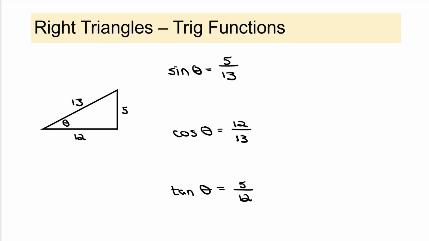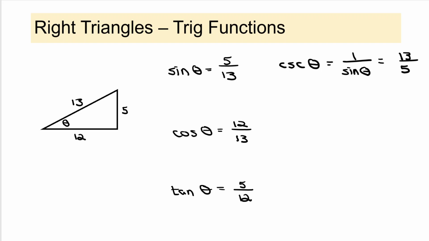So here's a summary of what we just did for our triangle that had sides 5, 12, and 13. Now we want to figure out the cosecant of theta, and the other three trig functions. Remember, cosecant is the reciprocal of sine. The sine of theta is 5 over 13, so its reciprocal is just 5 over 13 flipped. So it's 13 over 5.